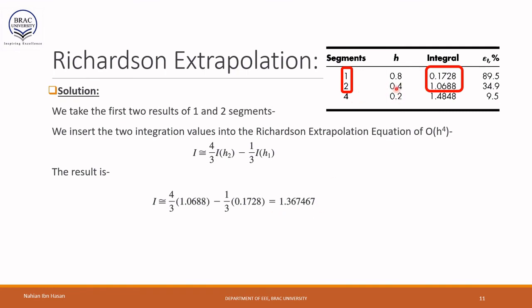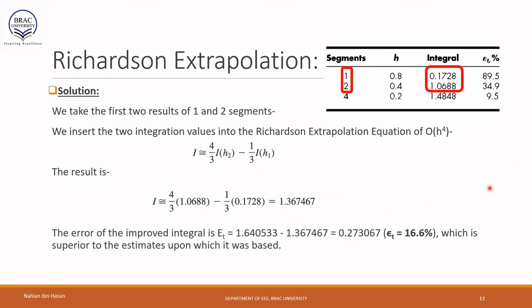Also see that h2 is h1 divided by 2. As a result, we are just using the special formula that I have derived. If this was not the case, then you would use the original Richardson extrapolation equation. So the result from the first two results with the improved order of accuracy is 1.367467. If you calculate the error, it is 16.6%.